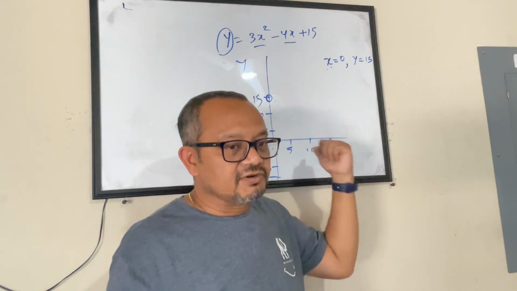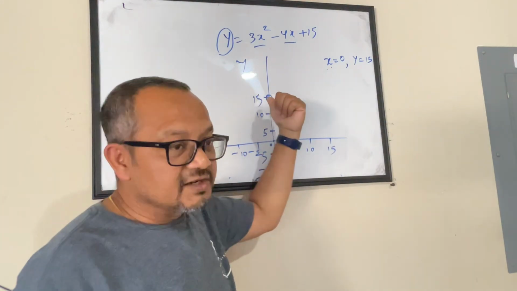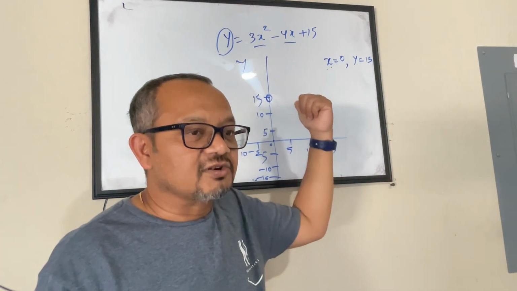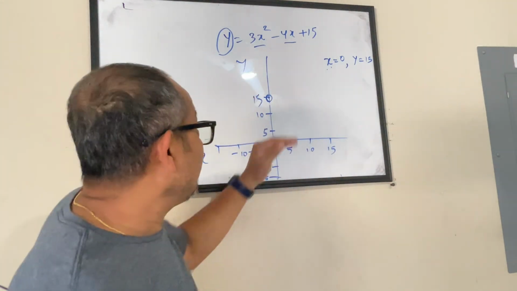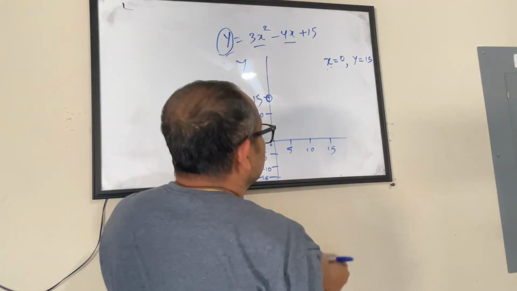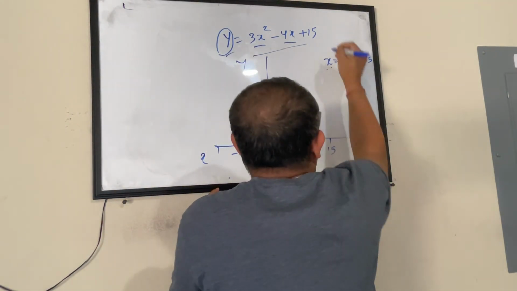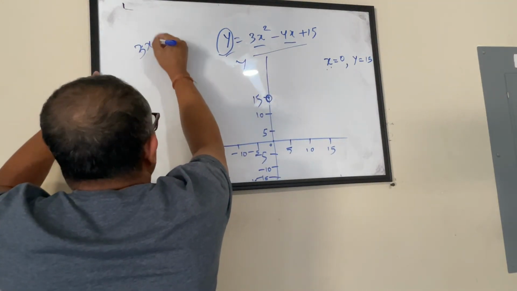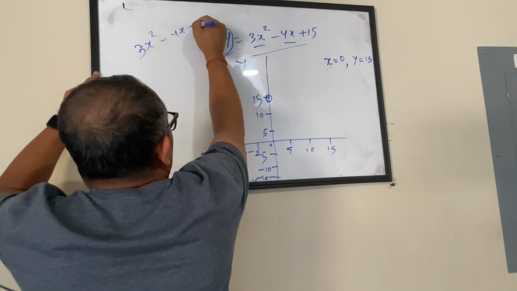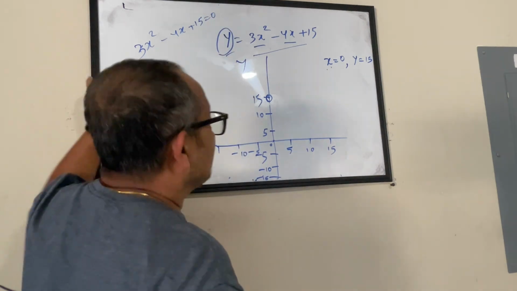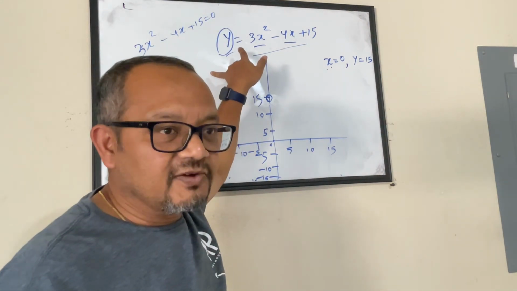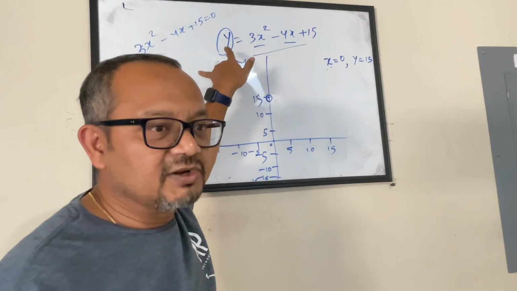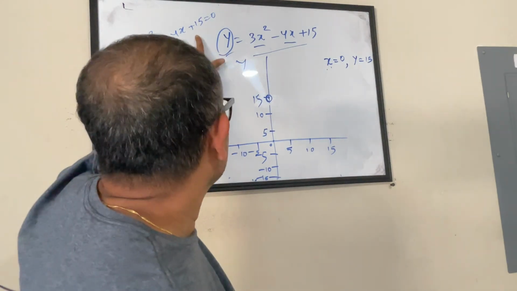Meaning, when x equals 0, where it cuts the y-axis, that is called your y-intercept. Same way, when you put y equals 0, this becomes 3x square minus 4x plus 15 equals 0. And you have to solve it for the value of x now. This is a simple quadratic equation. You have to solve it for x.